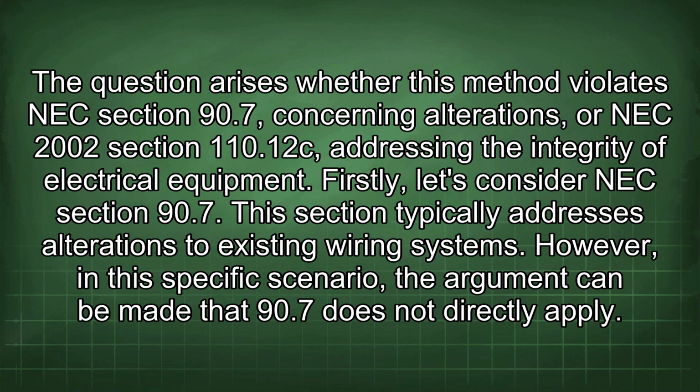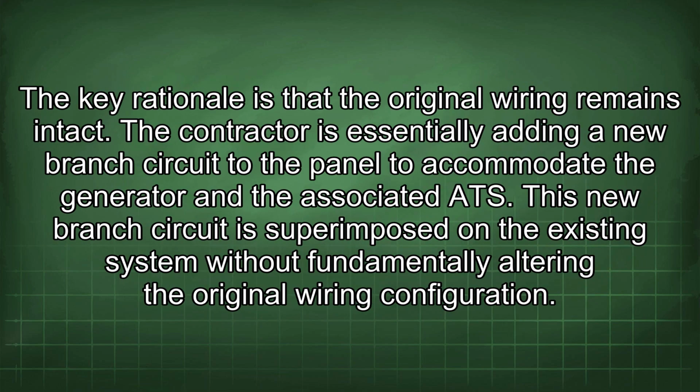of electrical equipment. Firstly, let's consider NEC section 90.7. This section typically addresses alterations to existing wiring systems. However, in this specific scenario, the argument can be made that 90.7 does not directly apply. The key rationale is that the original wiring remains intact.